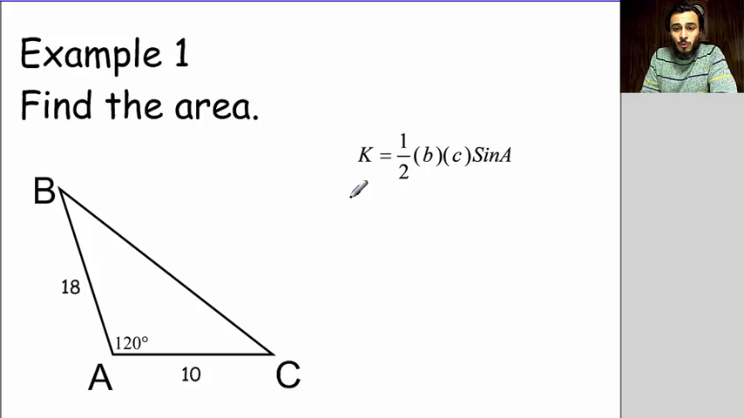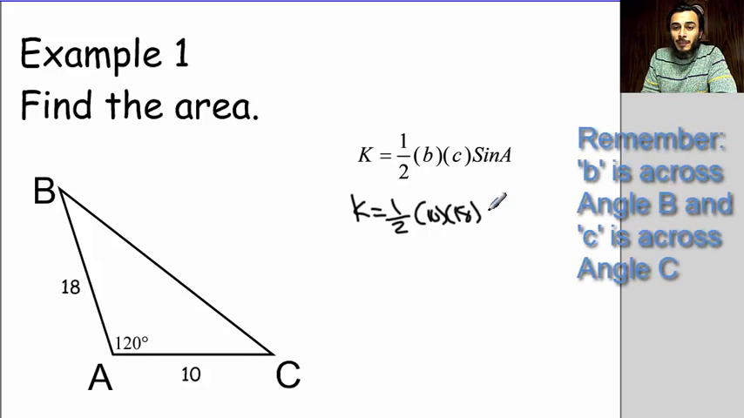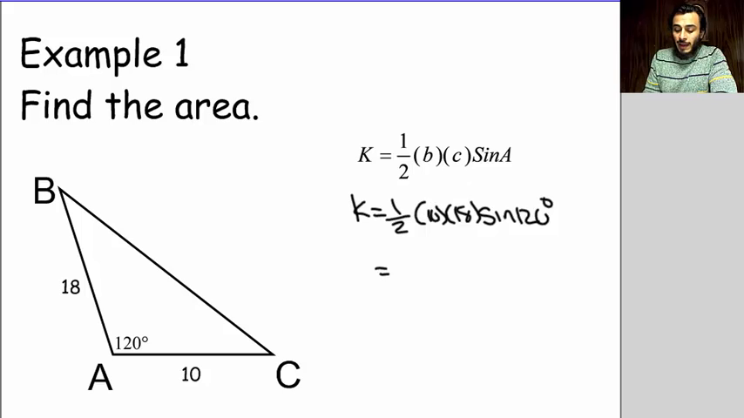So when we substitute, we're going to get K equals 1/2 times 10 times 18 times the sine of 120 degrees. So let's multiply this out. We got 10 times 18, that's 180. 180 divided by 2 is 90. So we get 90 times the sine of 120.